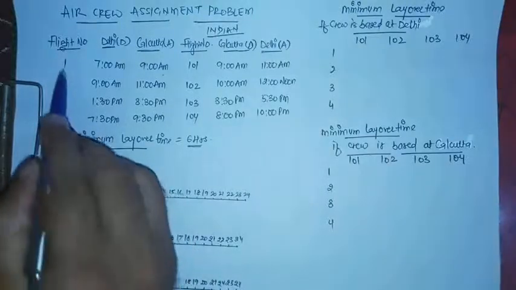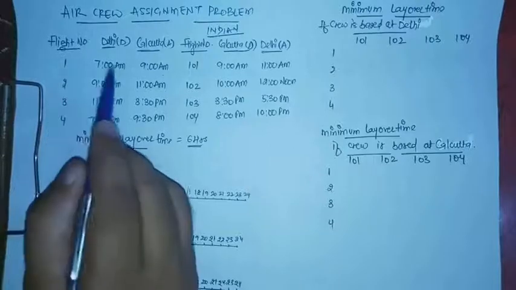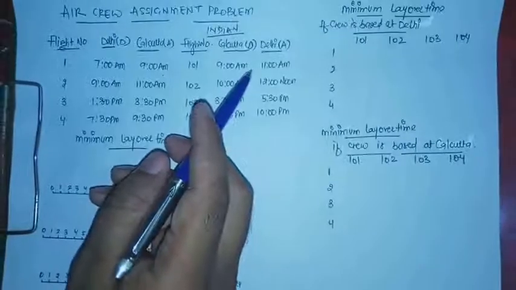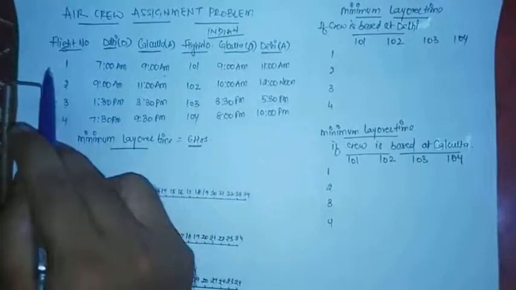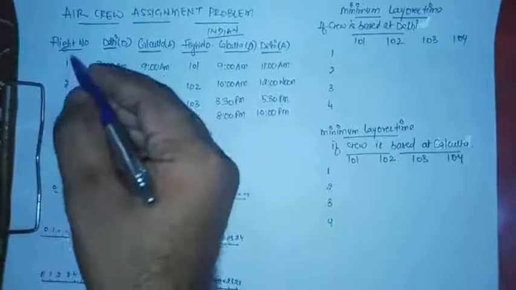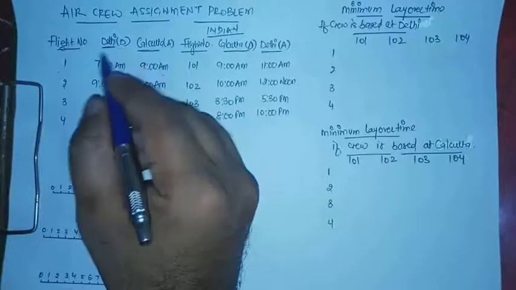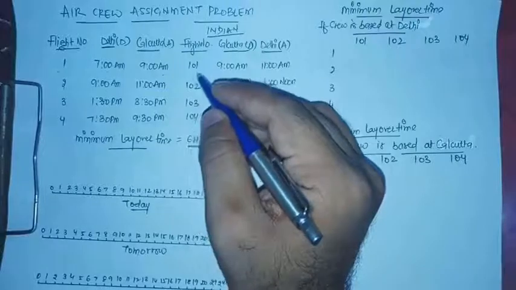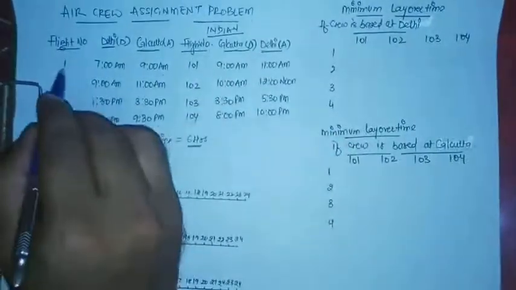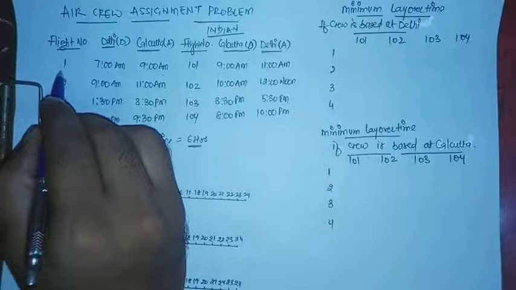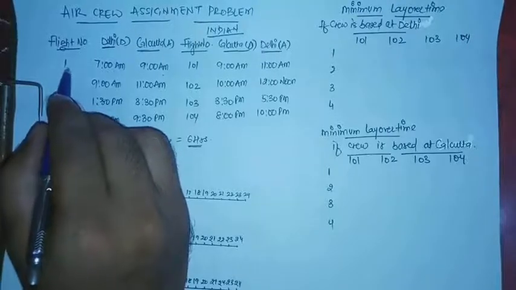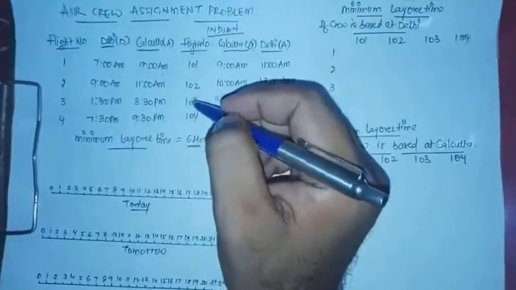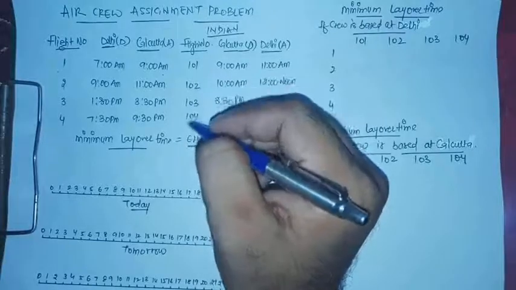When a flight departs from Delhi, the flight number will be 1, 2, 3, 4, and if it has its origin from Calcutta, the flight number will be 101, 102, 103, 104. So if a crew member group is moving in flight number 1, that group will have an option to return through 101, 102, 103, 104.